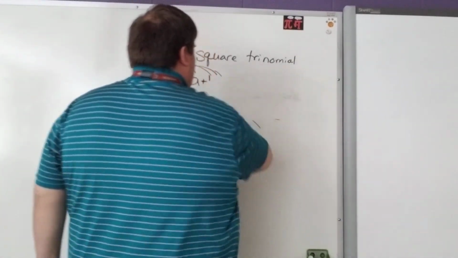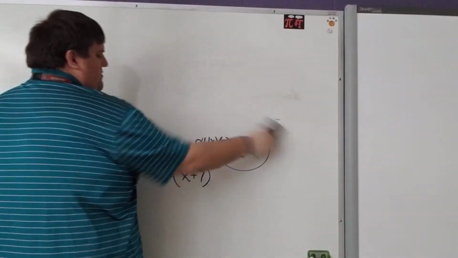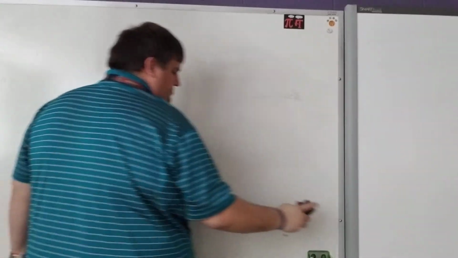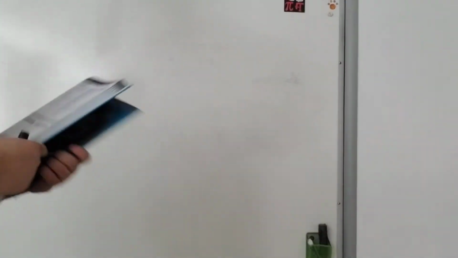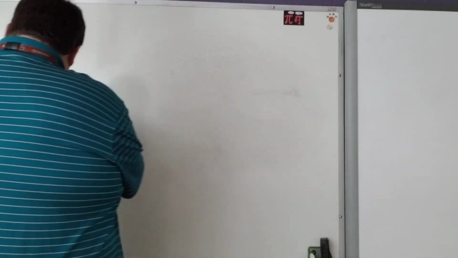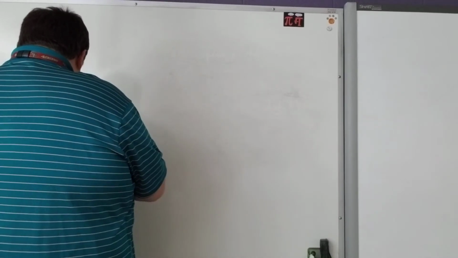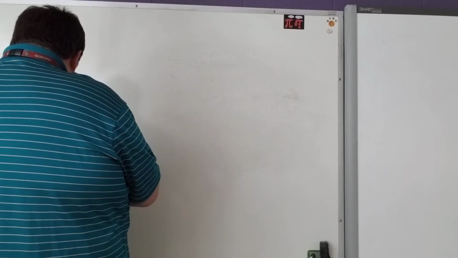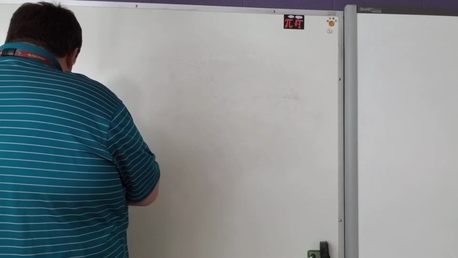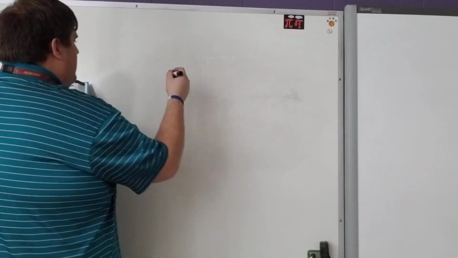So let's try another one of these. And let's see if it's a perfect square trinomial. Let's go with, we don't want that one. Oh, I guess we could do that one. All right, let's try this.